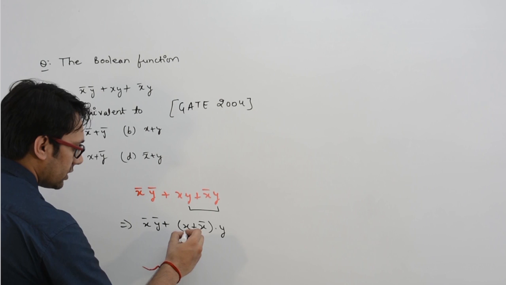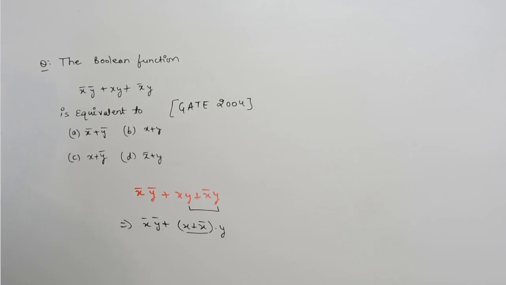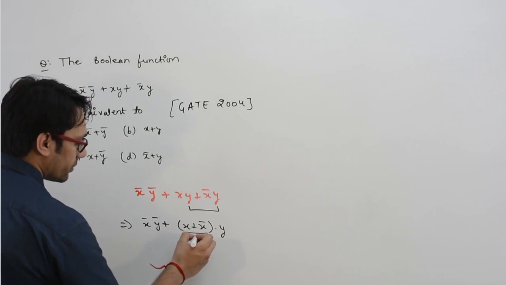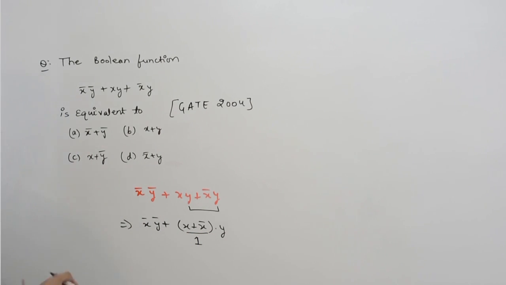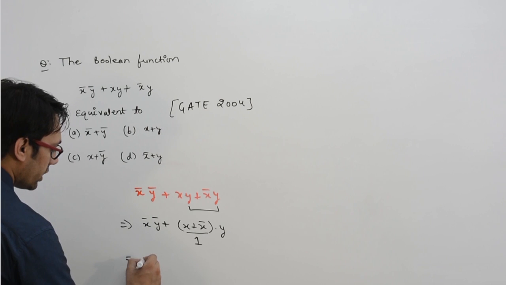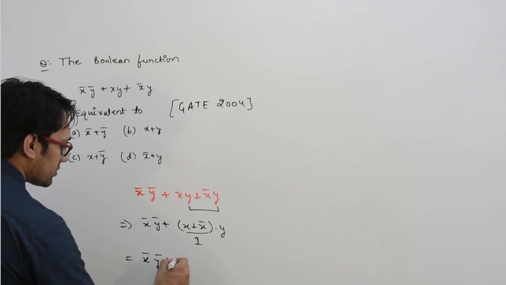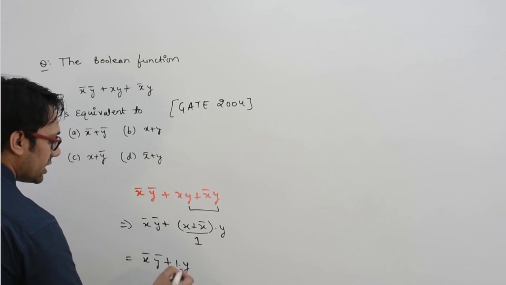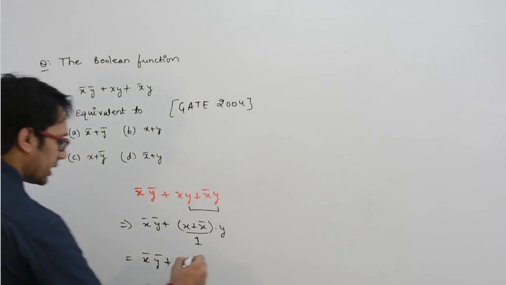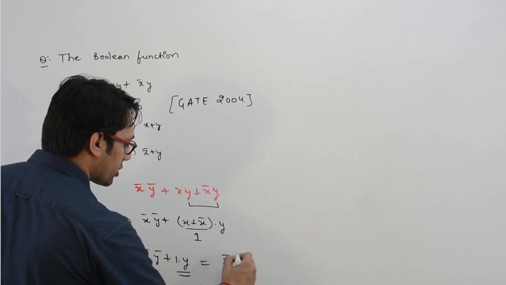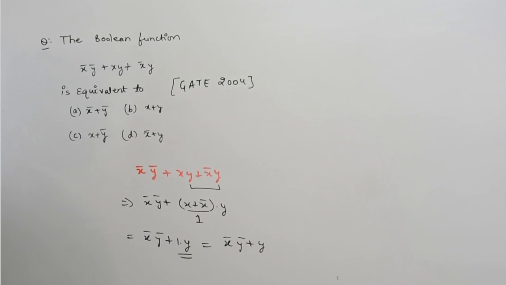And here you can see if we do x plus x complement, then this is equal to 1 only, right? Because we are adding a number and its complement which is equivalent to 1, right? So this will be equal to x complement y plus 1 dot y, and 1 dot y is equivalent to y itself, right? So it can be written as x complement y complement plus y, right?